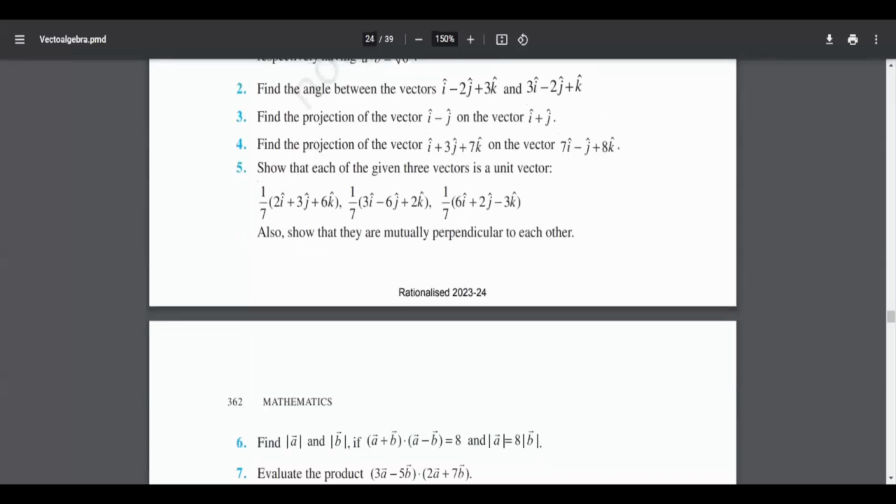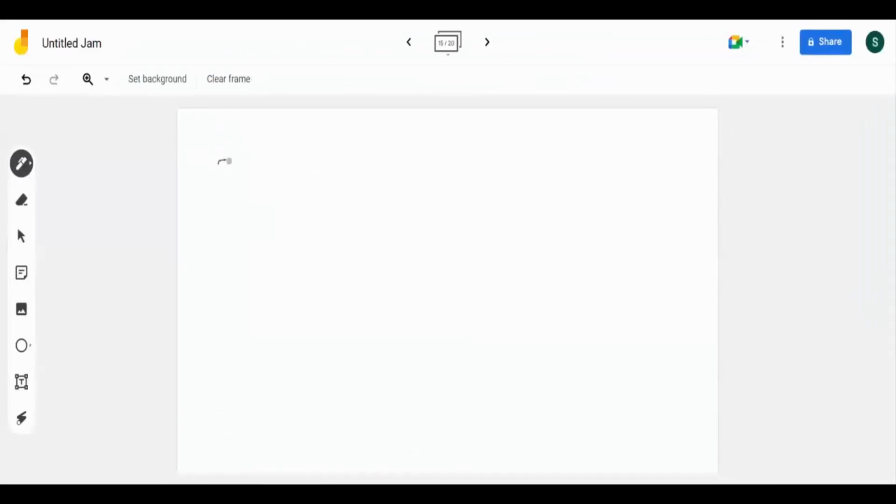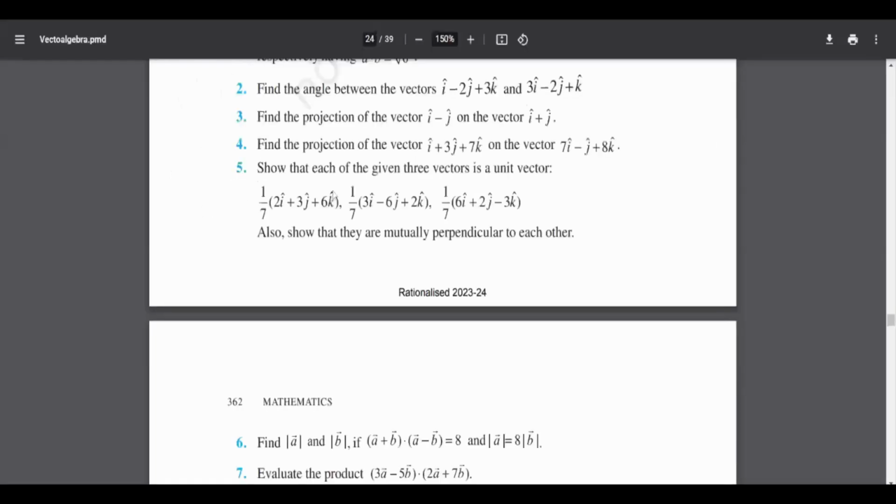And to find whether they are mutually perpendicular, you must know that if A dot B is 0, it implies A is perpendicular to B, because cos 90 is 0. This is simple. You must know this property, and you can check this in question number 5.